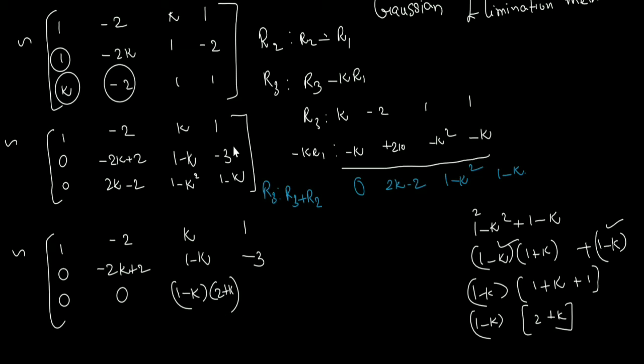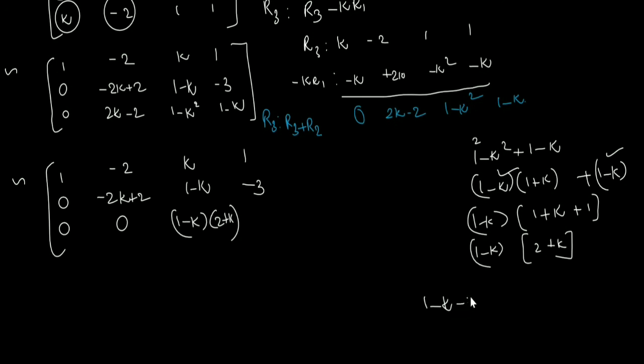If you add these two, 1 minus k minus 3. What is 1 minus k minus 3? It is equal to minus k minus 2. Take minus out, it will become k plus 2. You can write that here, minus of k plus 2. So this is now in the echelon form. 0 here, and we got a 0. So this is in the echelon form.